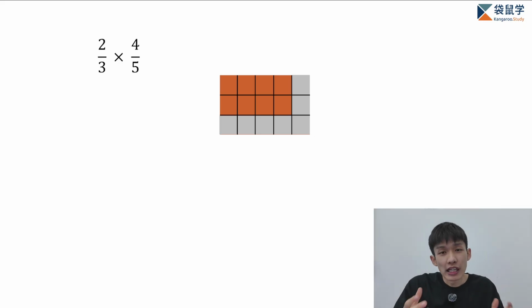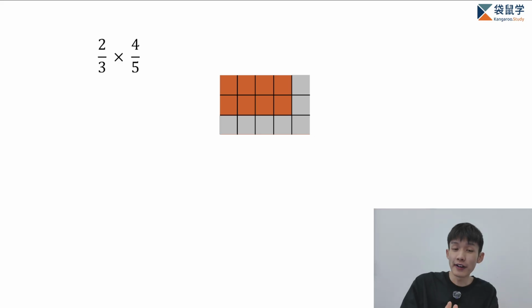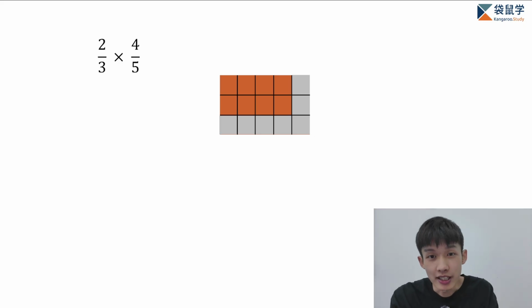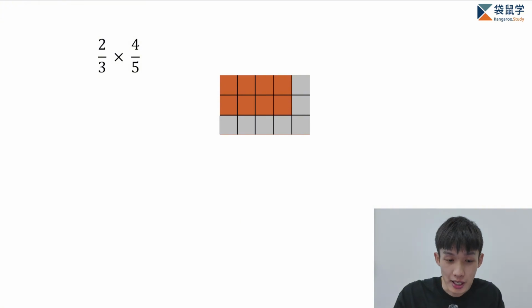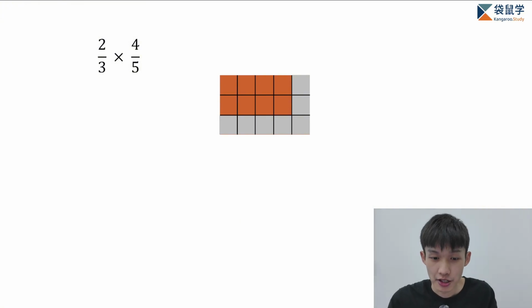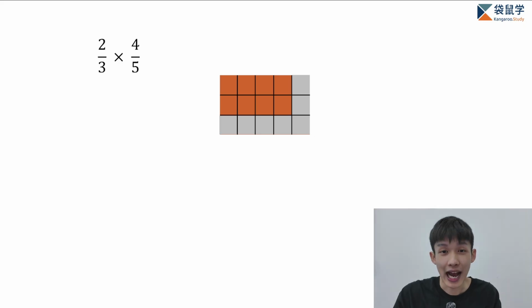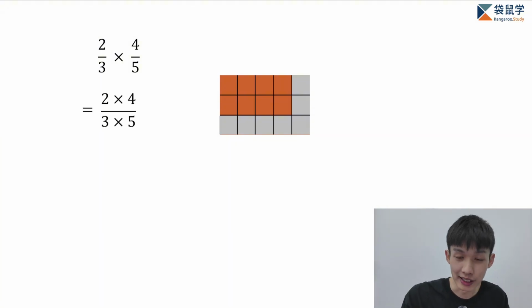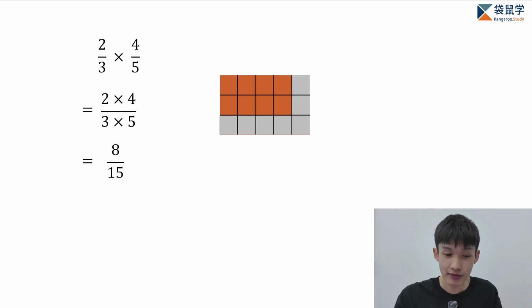But the problem is, how do we get 15? Remember, we first cut into 5 because the denominator is 5, and then we cut into 3 because the denominator is 3. The 15 comes from 3 times 5, denominator times denominator. And how about the 8? 8 units will be left. First we have 4 units and we cut each 4 by 2. This gave us 2 times 4, numerator times numerator. So we use numerator times numerator, denominator times denominator, and what we have is 8/15. Problem solved.